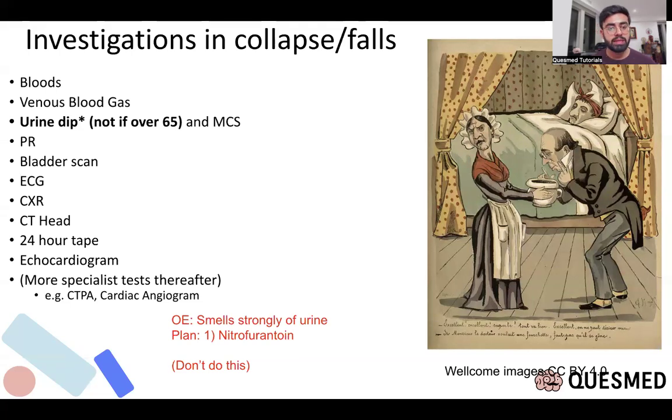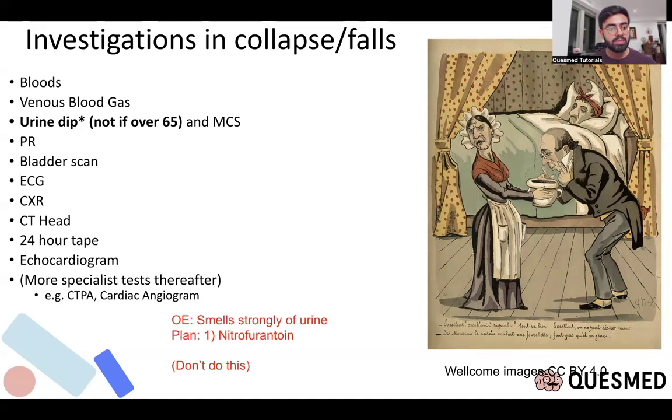Other things that can be done at the bedside are urine dips. Key caveat here is there are certain populations where this isn't as useful. So in the over 65s and in patients with long-term catheters, for example, urine dip is not that useful. It's almost always going to show that there are leukocytes present. And in these patients, you want to go off of their clinical presentation, so their symptoms, as well as urine MCS. So you should still send off that MSU MCS to try to grow any bacteria.